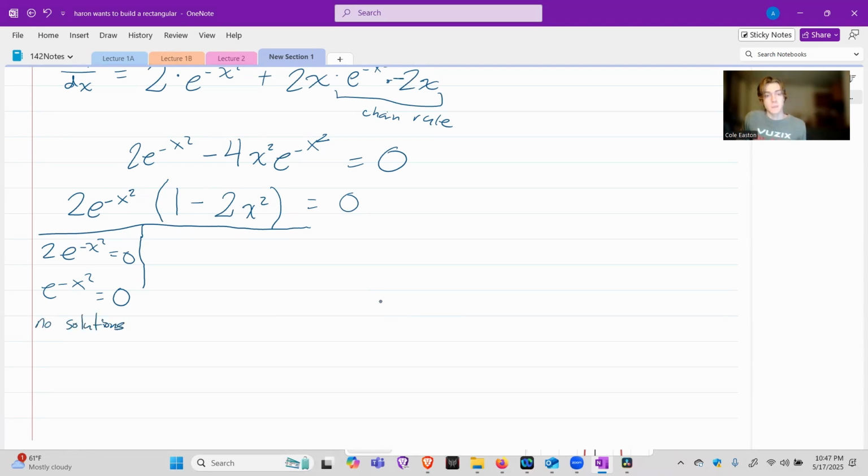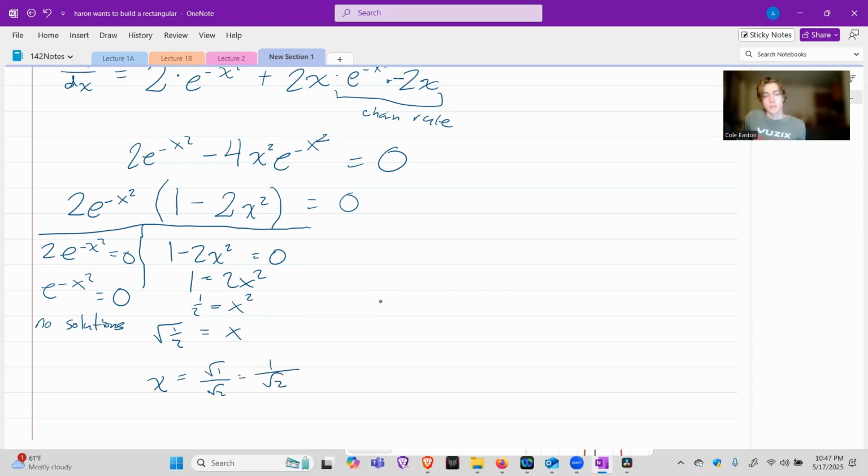So that means that 1 minus 2x squared equals 0. So 1 equals 2x squared. Divide both sides by 2. X squared is 1/2, or x equals the square root of 1/2. We can take the square roots of the top and bottom of a fraction individually. That's an important property to know. So that's the square root of 1 over the square root of 2. Square root of 1 is 1, so that's 1 over the square root of 2.